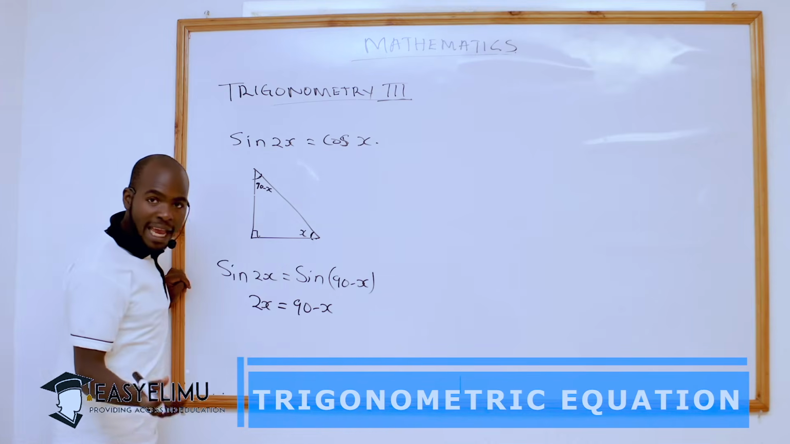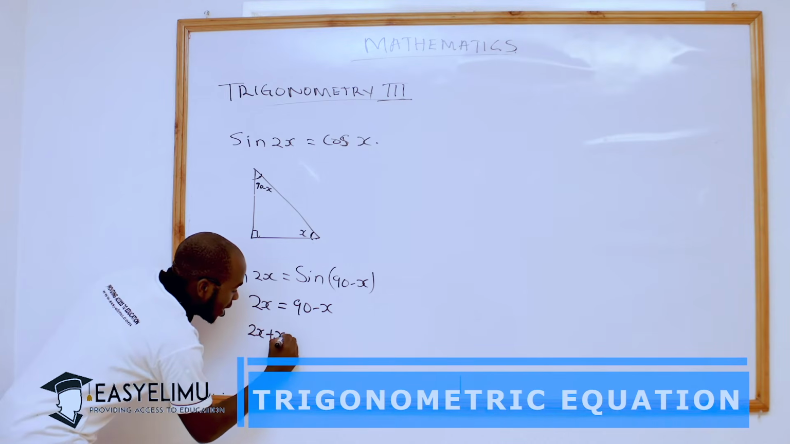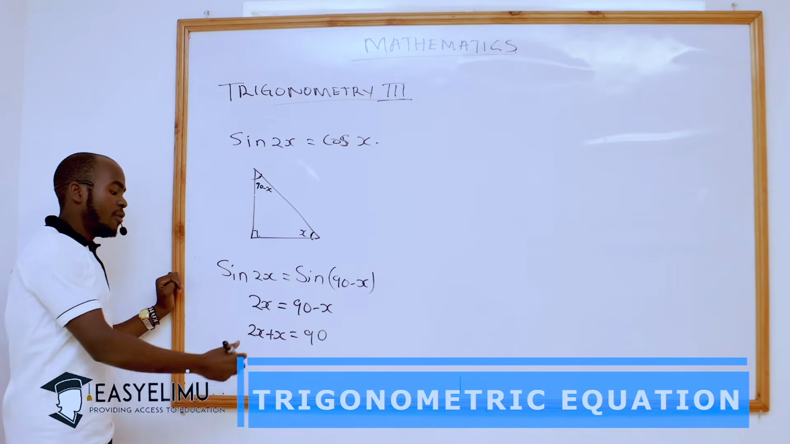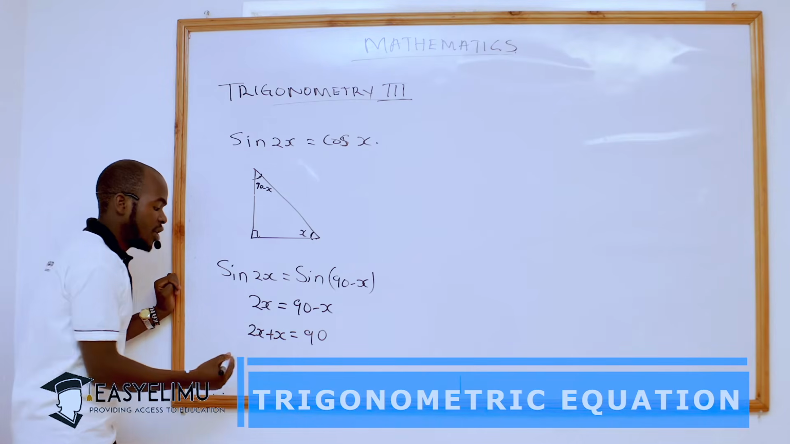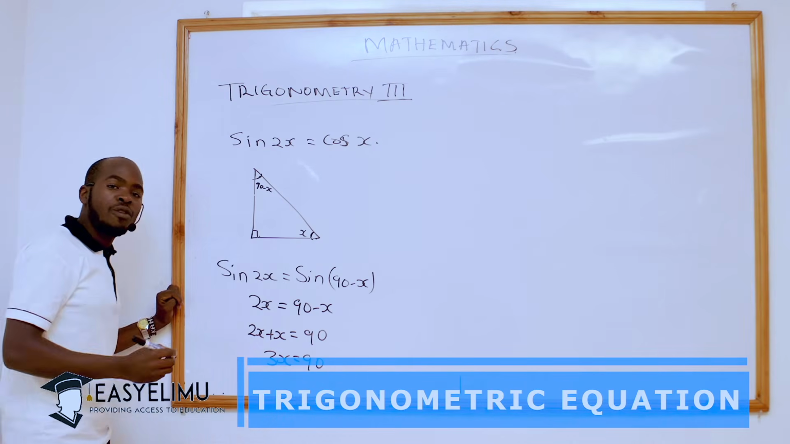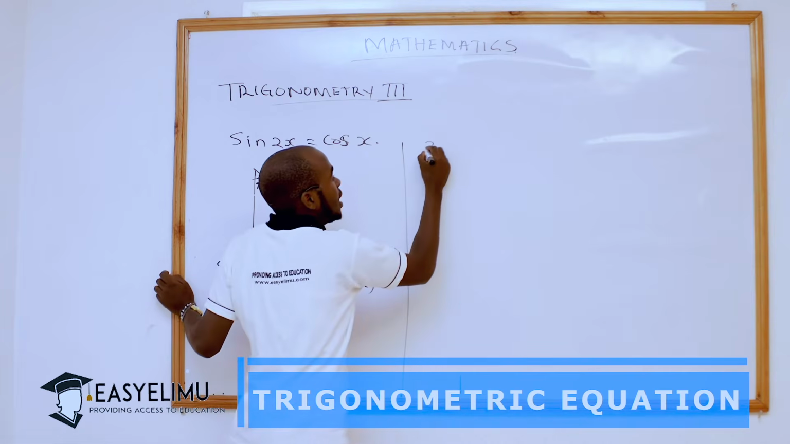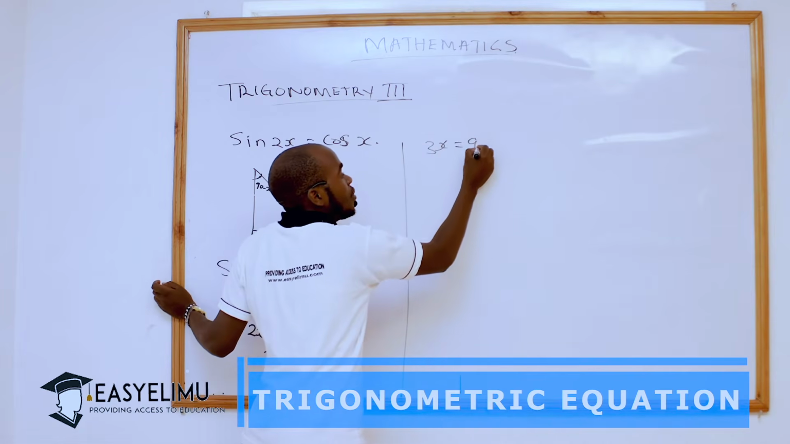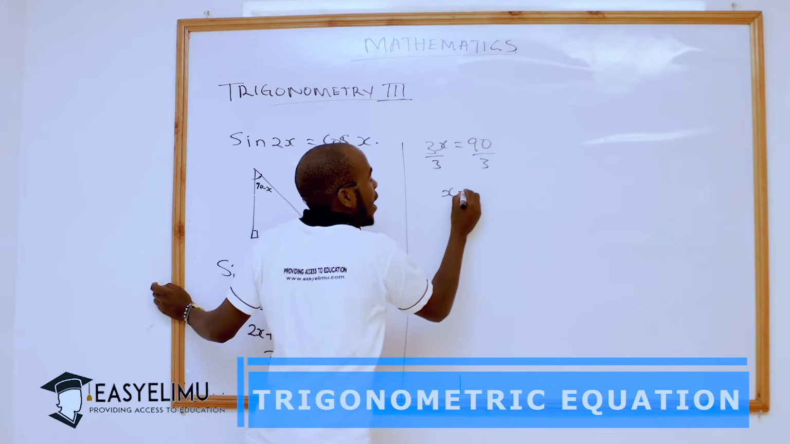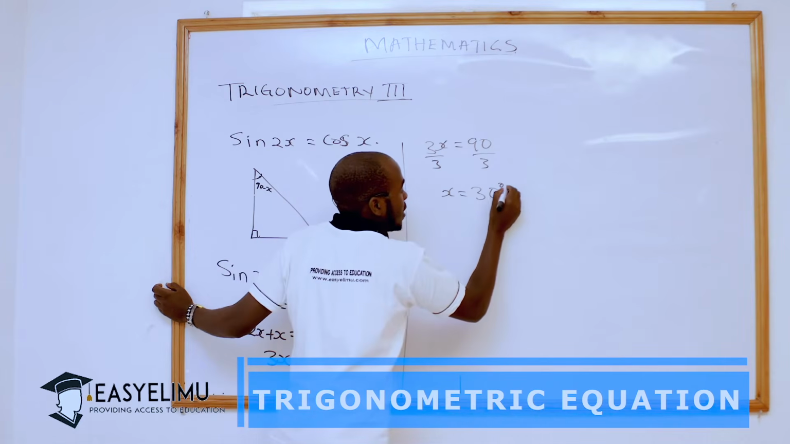On collecting like terms, you find 2x plus x is equal to 90. If you want to find the value of x, you will find that 3x equals 90, and therefore the value of x alone, divide both sides by 3, and you find your x is equivalent to 30 degrees.